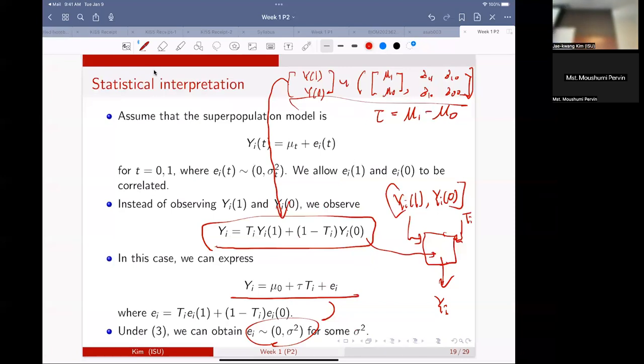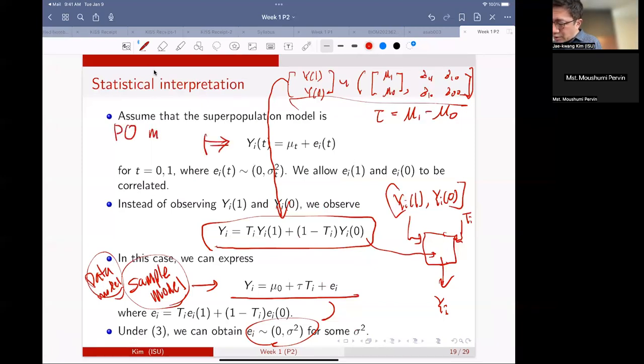And then this is basically a sample model, or a data model, right? Your model about data. This is not the potential outcome model. The potential outcome model is a concept. You never really observe the potential outcome directly, so you cannot really verify your potential outcome. But from the potential outcome model, you can derive the sample model.